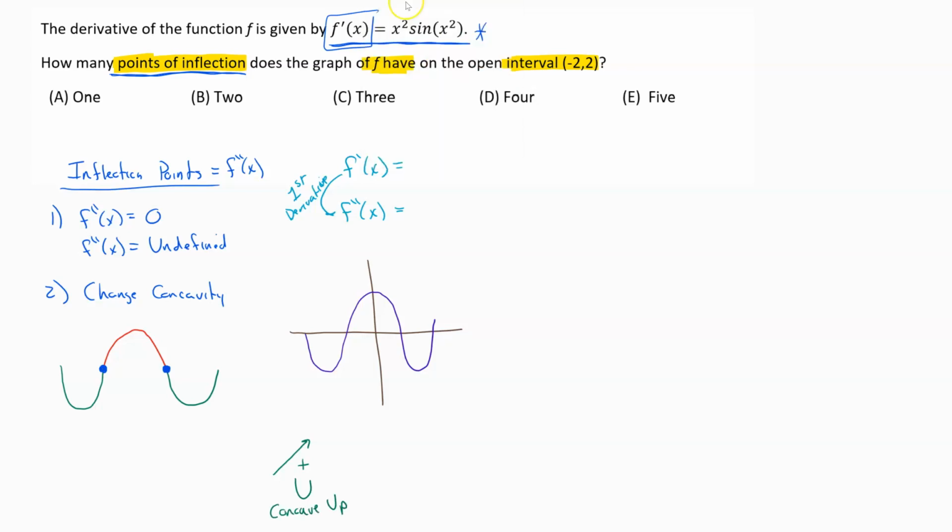Wherever my first derivative is headed down and decreasing, that's where I would have a negative second derivative, and that would tell me where my graph is concave down like a frown. And then wherever it goes horizontal for a second, that's where we would have a 0 second derivative, and that's where we would have our possible inflection points.